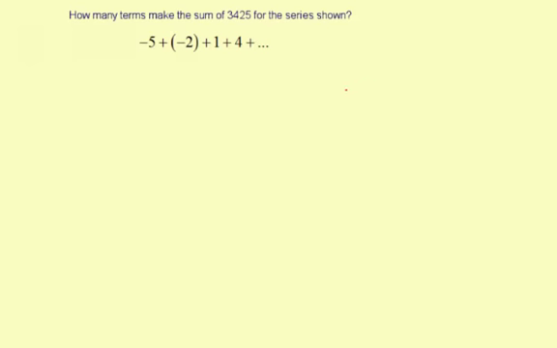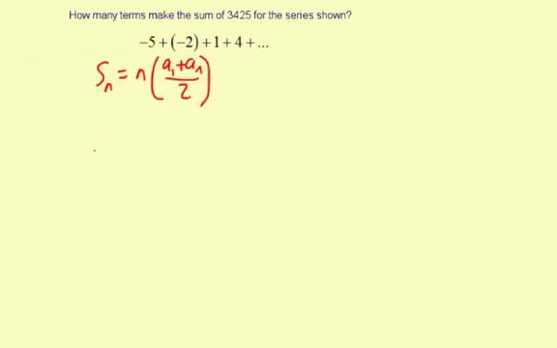How many terms make the sum of 3,425 for the series shown? So we're going to be using the sum formula for the arithmetic because this is an arithmetic series. So it's going to be n times a sub 1 plus a sub n divided by 2.